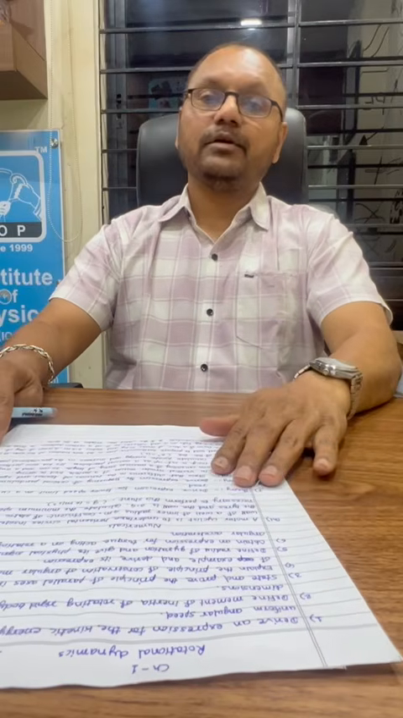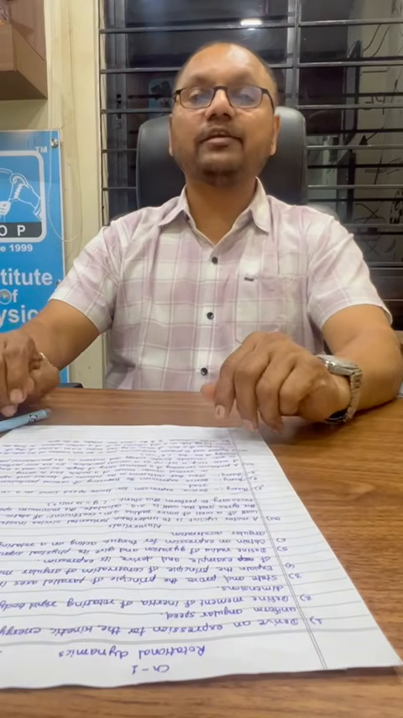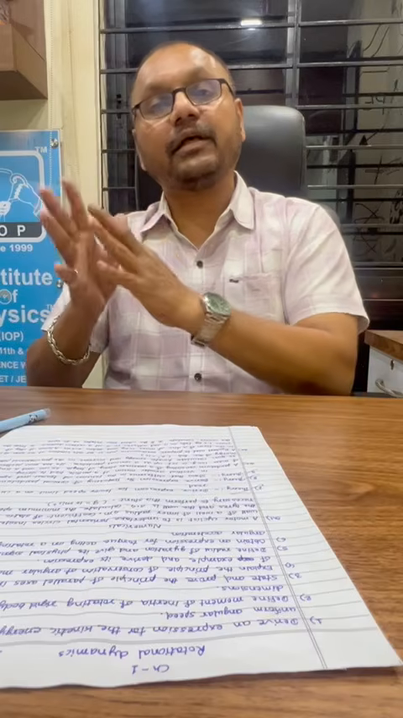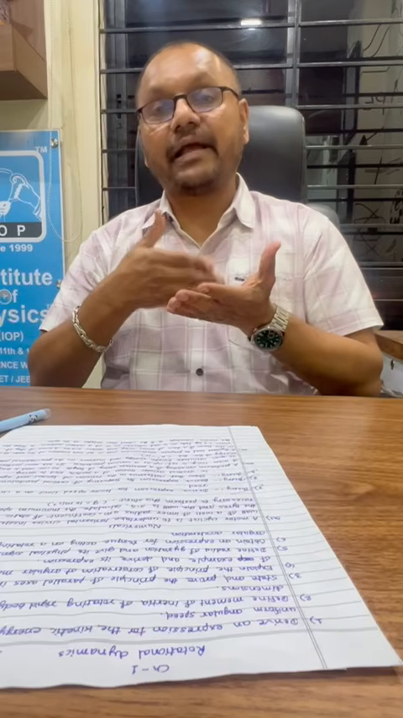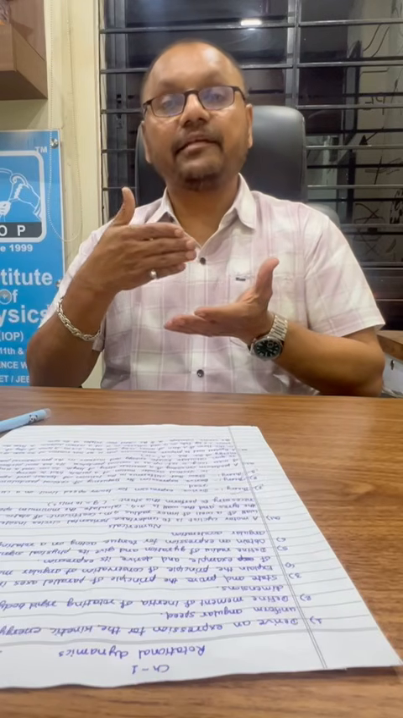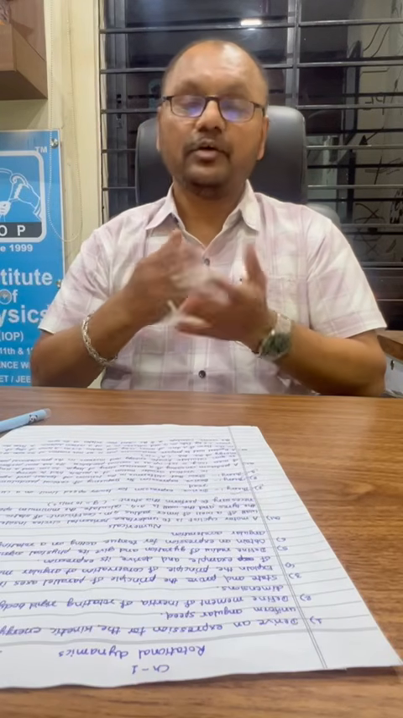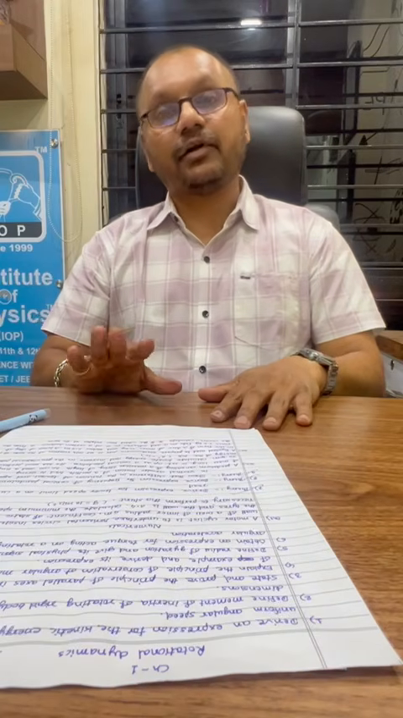At the same time, you should know the application of the principle of perpendicular axis theorem and parallel axis theorem for finding the moment of inertia about different axes in case of ring, in case of disc and spheres. So this much is there for this chapter.